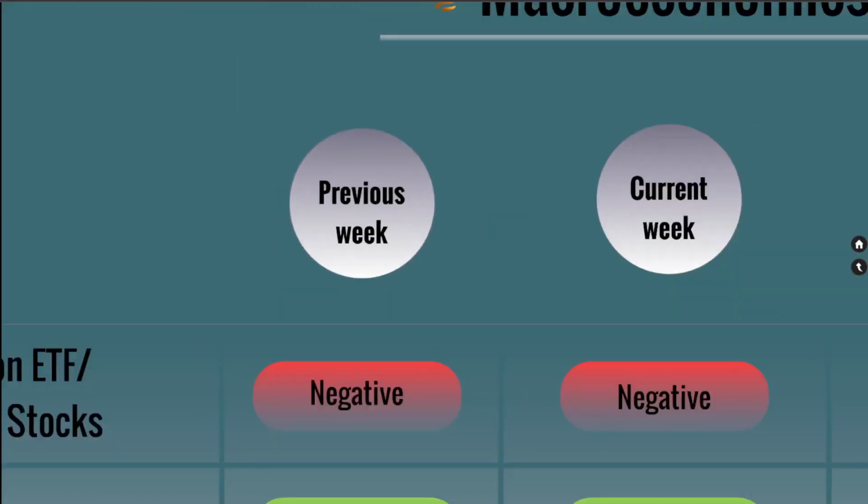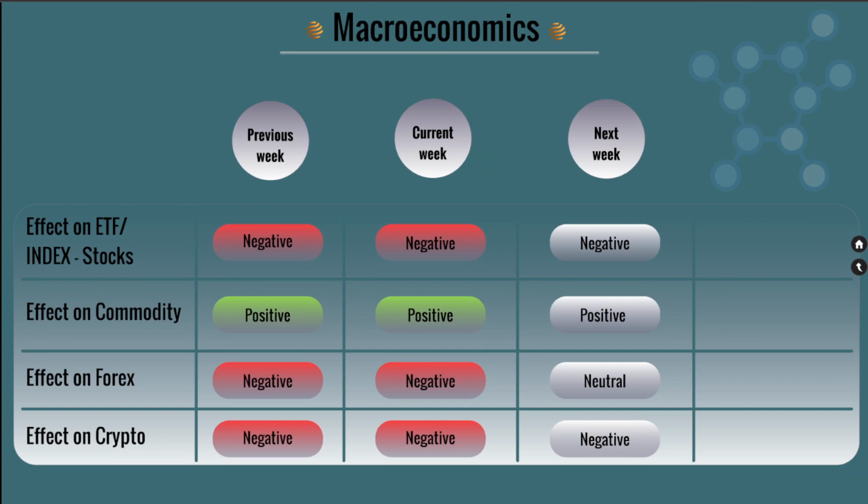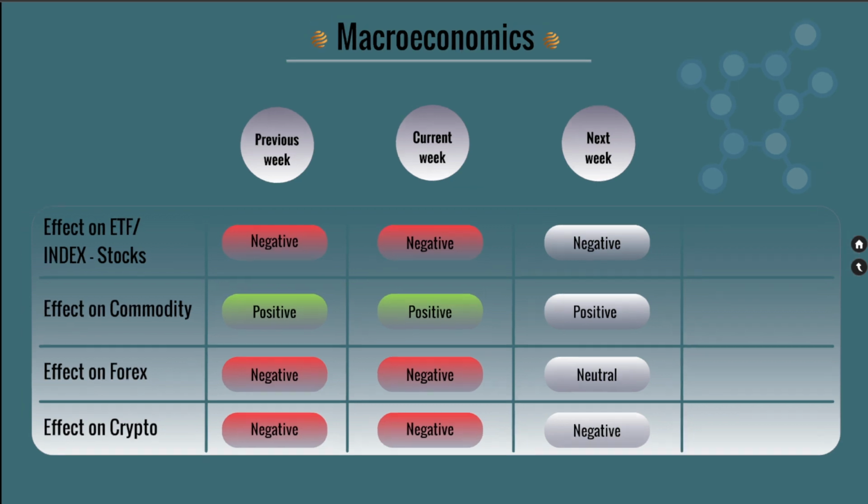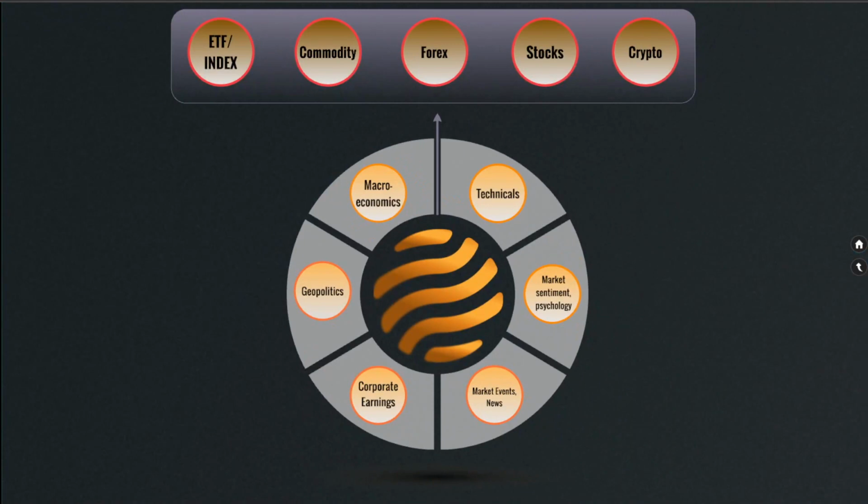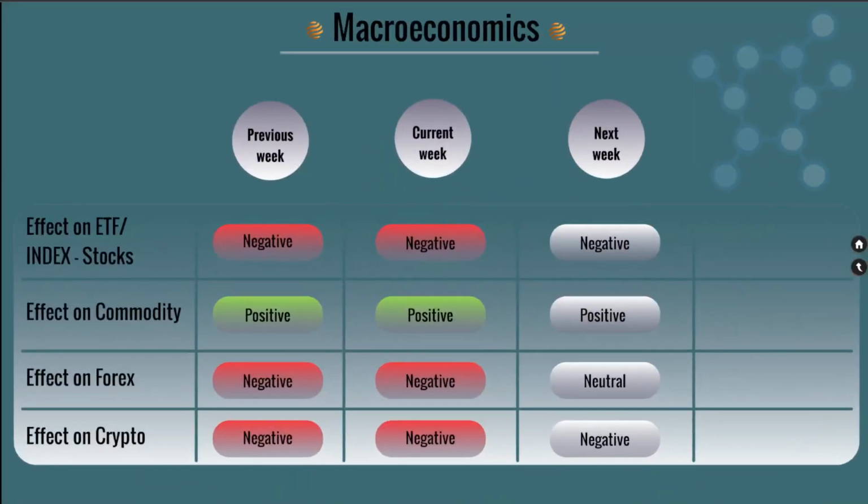The main effect on the market from the macroeconomic area was negative for the ETFs, while the commodity market experienced some positive effect. The Forex market experienced negative, and also the crypto market. That doesn't mean the market will move in the direction where the effect shows, because don't forget, we have 6 main drivers, and some of the drivers are counterbalancing the effect coming from the macro.